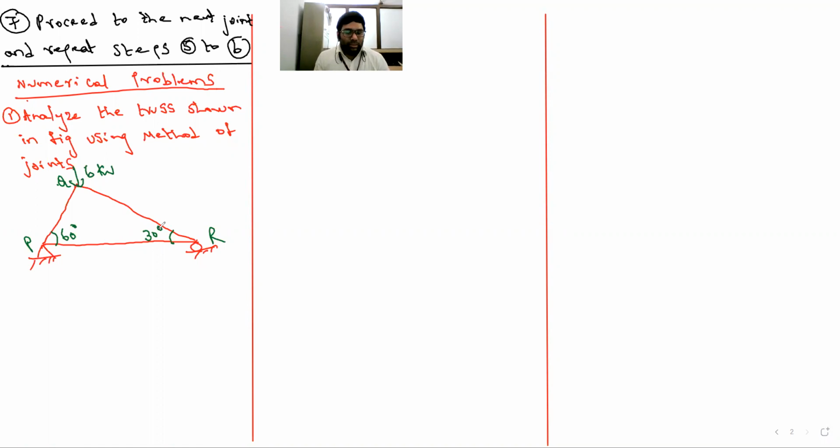So this is the truss given to you, with a 6 kilonewton vertical load. We need to analyze the truss for three different types of loading: one is vertical load, one is horizontal load, and one is inclined load.